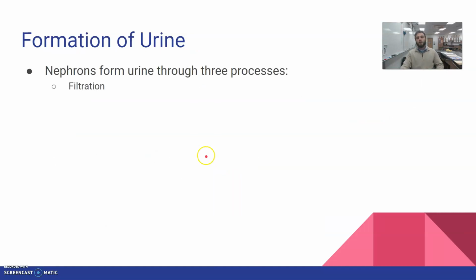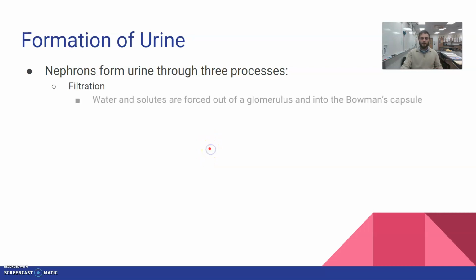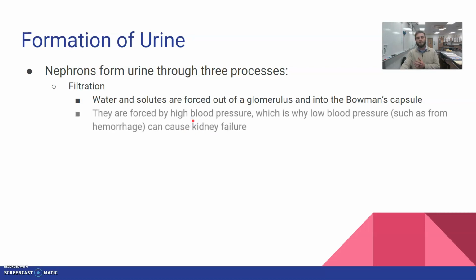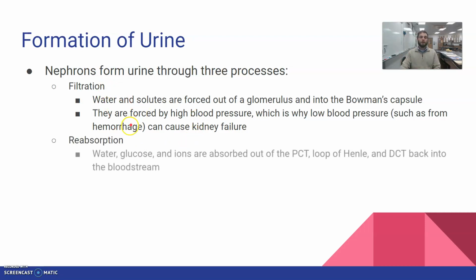And so nephrons are going to form urine through three processes. They're going to filter things out, so those water and solutes being forced out of the glomerulus and into the Bowman's capsule because of high blood pressure. As a side note here, low blood pressure can be a very dangerous thing in humans. Things like massive blood loss, which is what a hemorrhage is, can cause kidney failure because you no longer have the high blood pressure required to push those wastes out of your blood. And as a result, you get kidney failure, they're not doing their job, and you get accumulation of waste in your blood. But then water and salts are going to be reabsorbed.